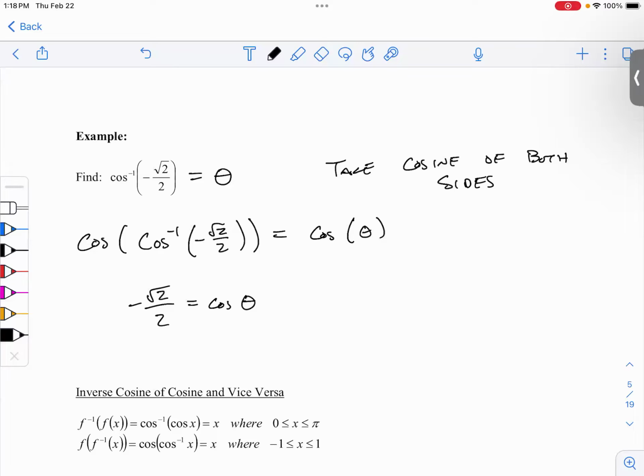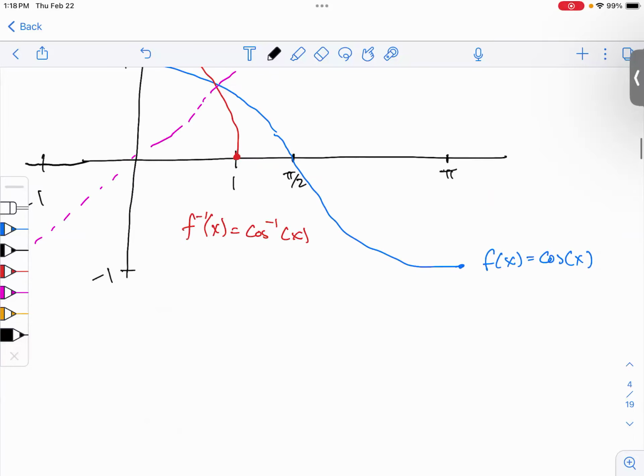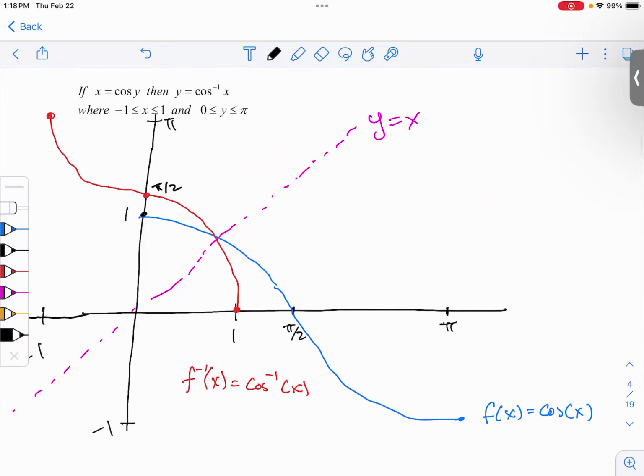And then what reference angle corresponds to root 2 over 2 for cosine? Or sine, actually. Pi over 4. Now, it seems like I would say, okay, so how about negative pi over 4 corresponds to theta? This is the annoying part of the restriction. Negative pi over 4 is over here. This one is limited between 0 and pi.